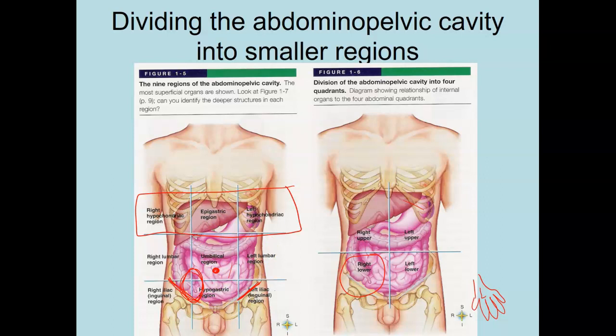All right, so I would recommend knowing all 4 of these: upper right, upper left, lower right, lower left. That's easy. But memorize the 9 regions and basically what is within each one for the quiz.